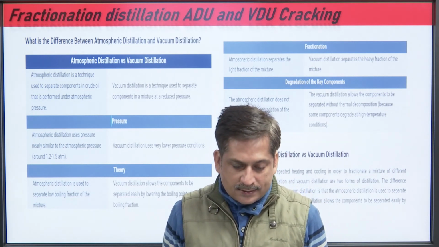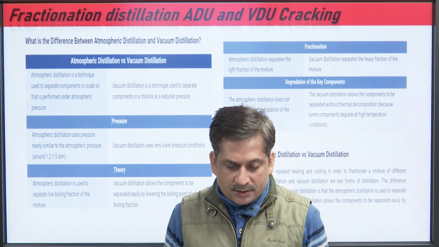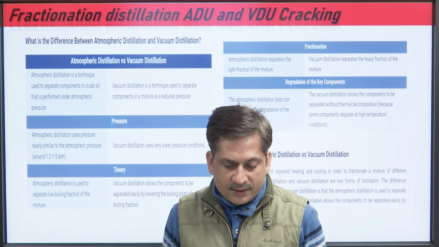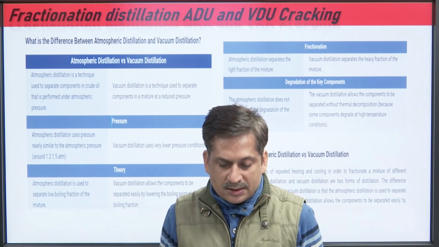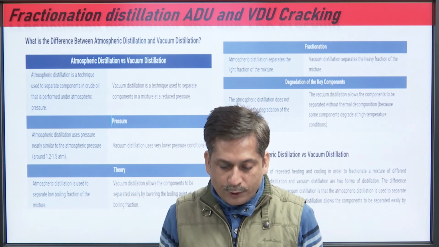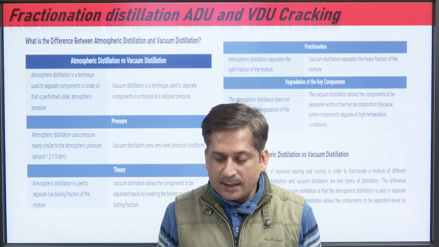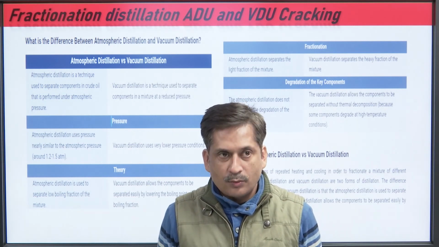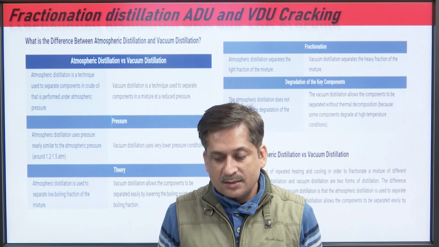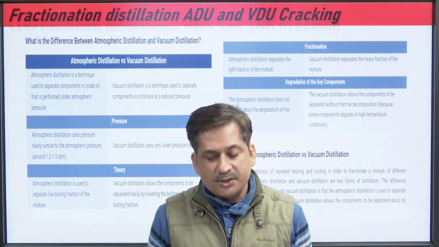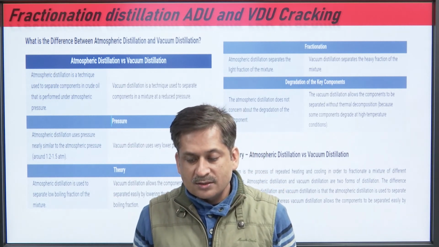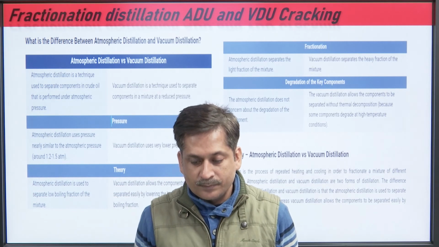So, the theory behind this, we have discussed: atmospheric distillation is used to separate low boiling fractions of the mixture, and vacuum distillation allows the components to be separated easily by lowering the boiling point of the high boiling fractions, because the operation is carried out in vacuum. Fractions: atmospheric distillation separates the light fractions of the mixture, vacuum distillation separates the heavy fractions of the mixture.